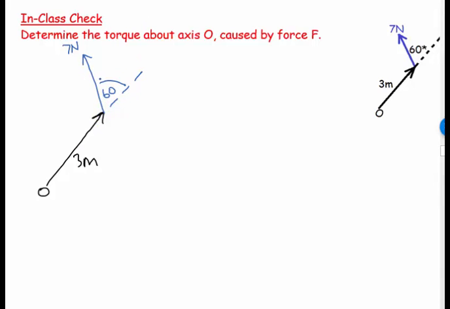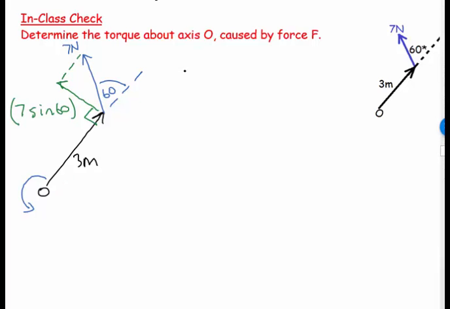This is different. In this case, I want to know the effect of the force causing a turning effect about the axis of rotation, and for that I want the force to be perpendicular to this displacement vector there. So in my mind's eye, I'm picturing a component of the force like that, and I can say that this is 7 sine 60 degrees, and so close to 90 degrees to each other.